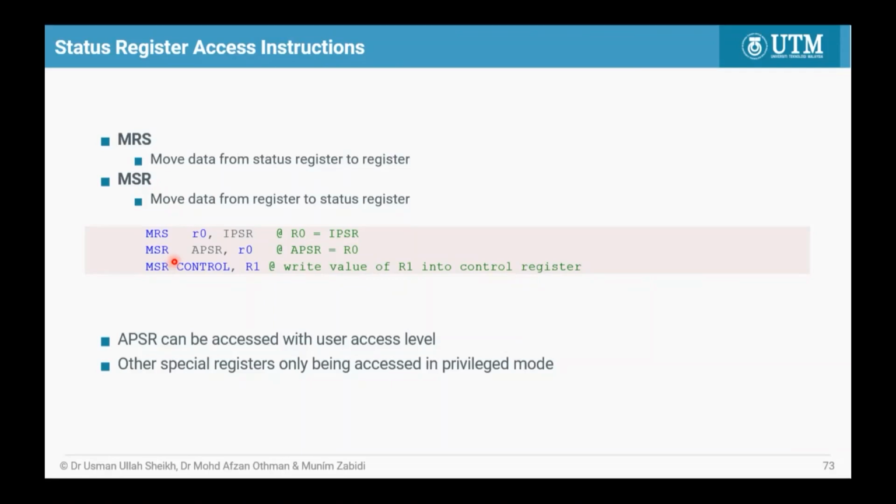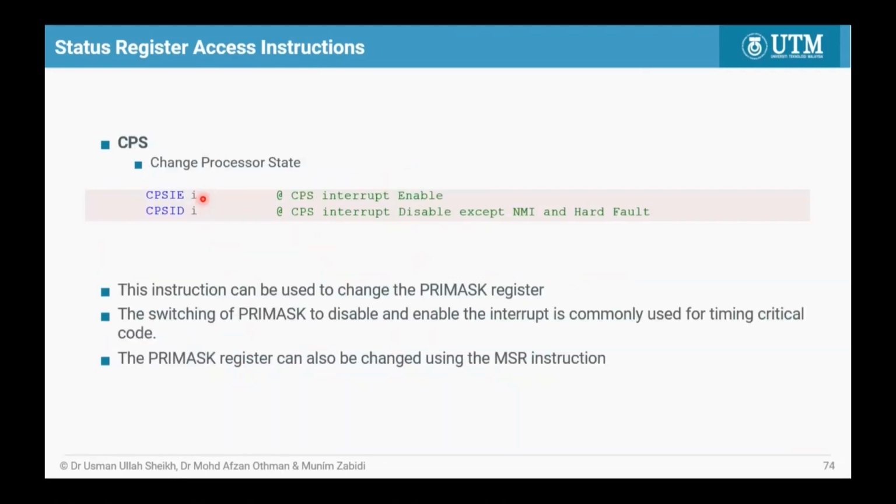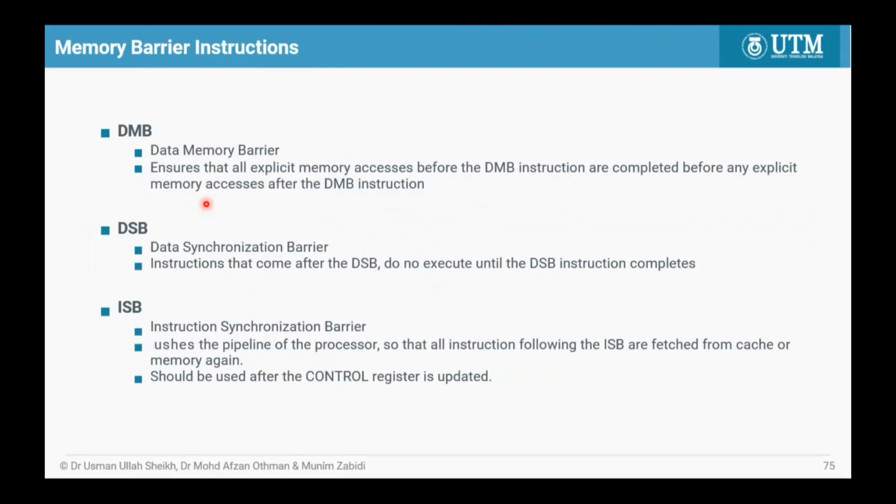And then we have the CPS. This CPS is used to change the processor state. You can use CPSIE and CPSID to enable or disable a certain interrupt. I is the bit, or the interrupt priority, that you're going to enable or disable. Then we have the DMB, DSB, ISB. I will just skip this part.